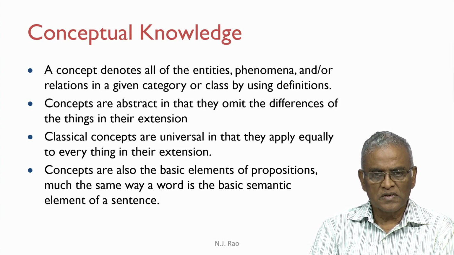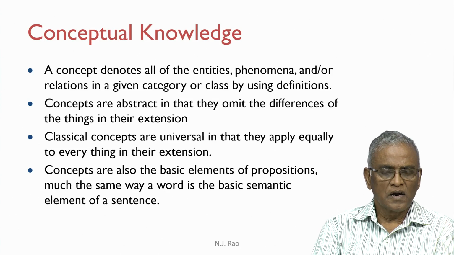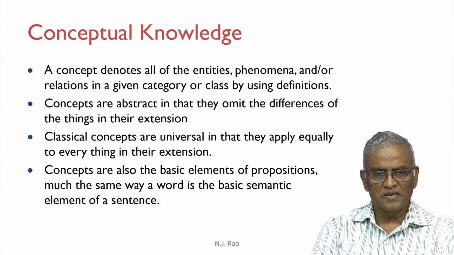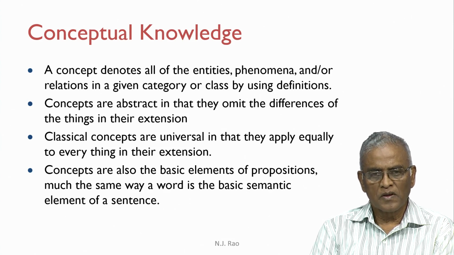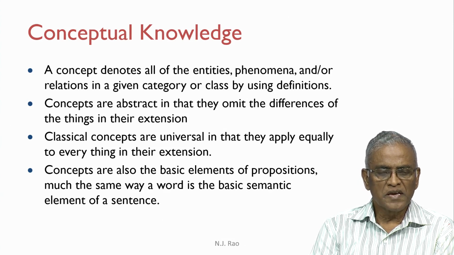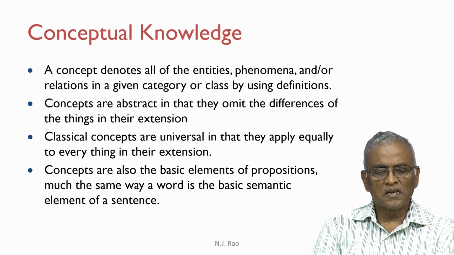Classical concepts are universal in that they apply equally to everything in their extension. That means their extension is much larger for classical concepts. And also, concepts are like elements of propositions, much the same way a word is a basic semantic element of a sentence. How do you make a sentence? Using several words. Similarly, a proposition can be made with multiple concepts put together. That means if I combine two or three concepts and create a relationship, that is also conceptual knowledge. Generally we call that a principle.